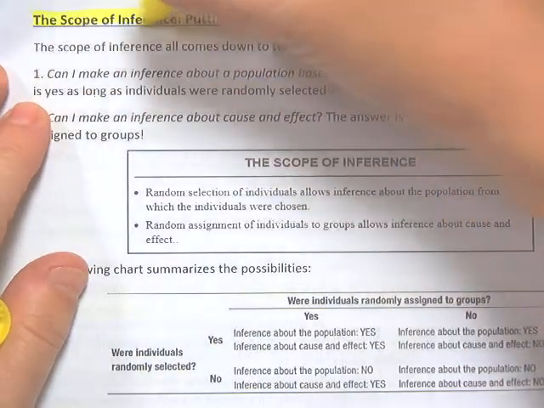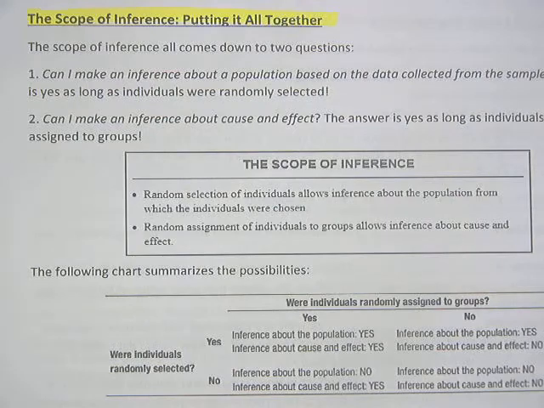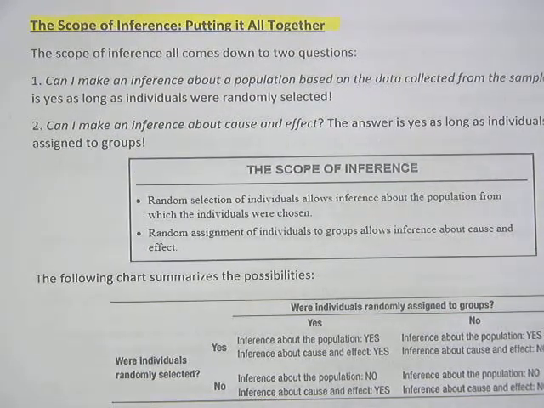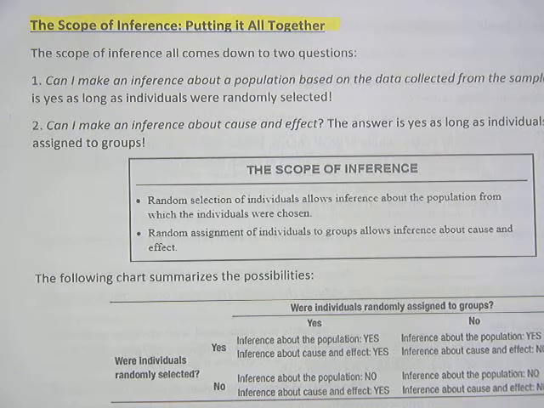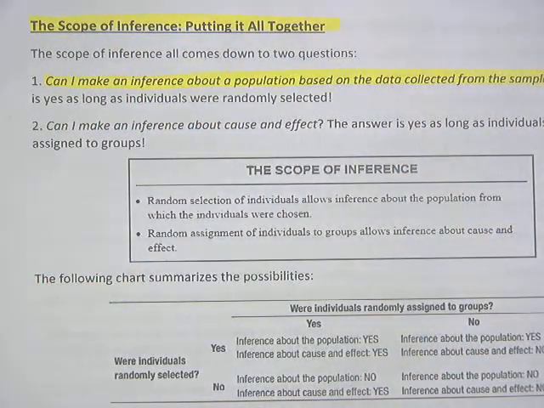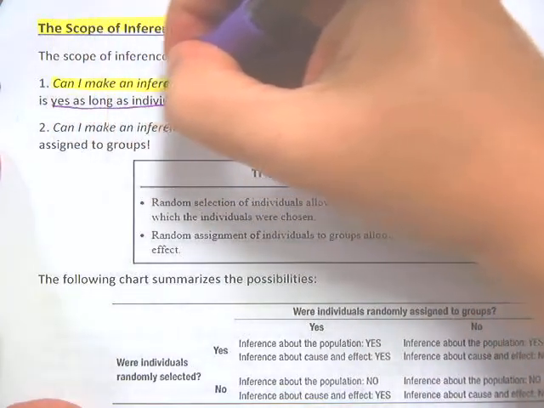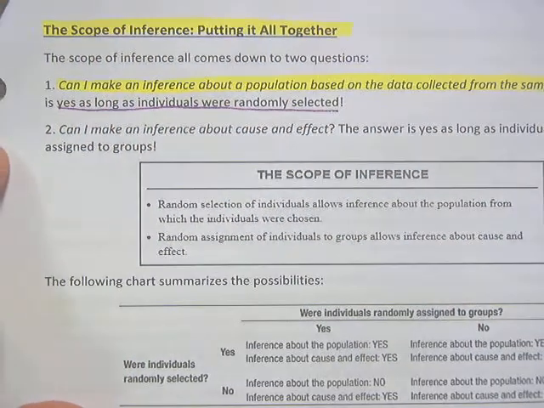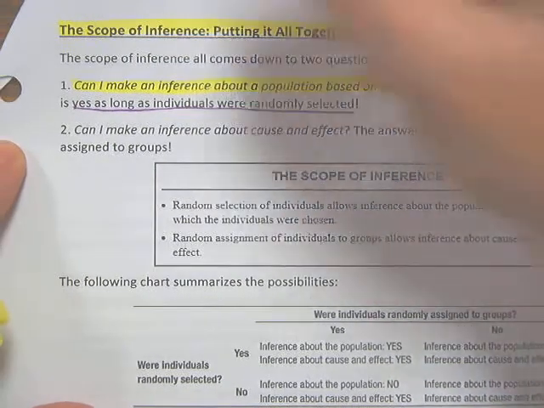But we're talking about the scope of inference. You're even going to have a little part of a free response question on your test about scope of inference. The scope of what you can infer comes down to two questions. Can I make an inference about a population based on the data that I collected? Well, so can I make an inference about the population? Yes, as long as individuals are randomly selected. So that has to do with your sampling method.